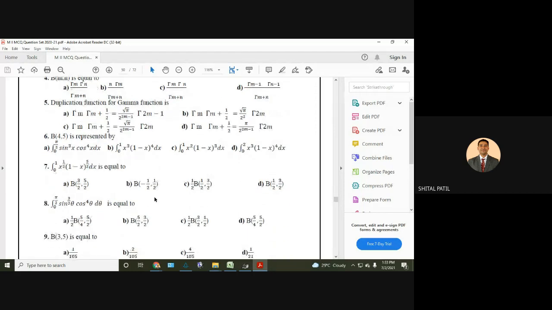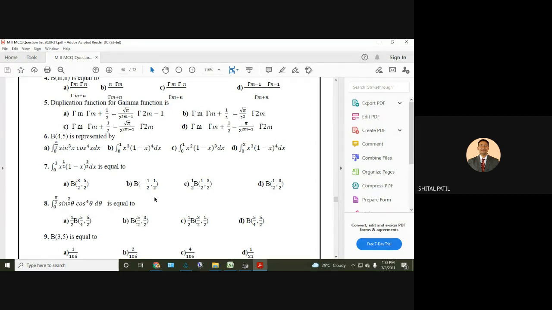Then question number 7. x raised to half, 1 minus x raised to 5 by 2. So n minus 1 is half, so n equal to 3 by 2, and m equal to 7 by 2. So 3 by 2, 7 by 2. I think correct option is not there. Yes, beta 3 by 2 comma 7 by 2 is the answer. You can write in front of it or you can write it inside. Beta 3 by 2 comma 7 by 2 is the required answer.